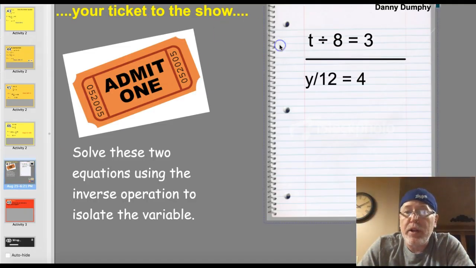All right. Take a look at this one right here. Use your tickets to the show. 2 problems to work through. One with the division sign, one with a slash instead of a fraction mark. Same thing, but just written weird. Go ahead and make sure that you rewrite those. Make sure you multiply and show us your answer.